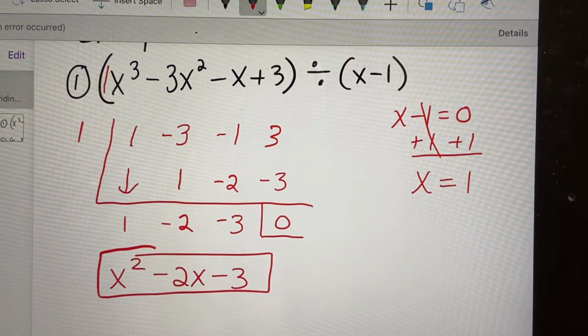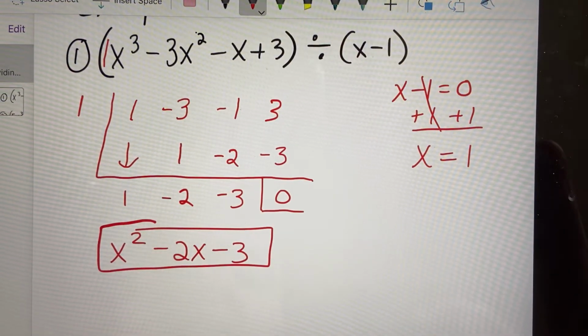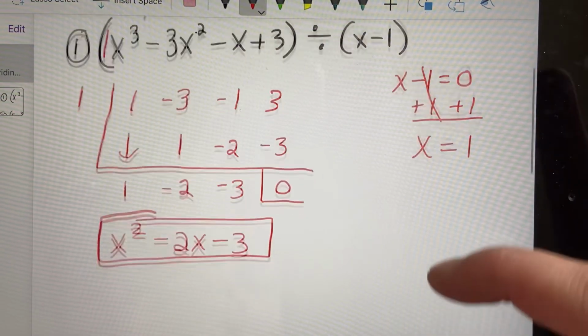Isn't that so much easier than doing the polynomial long division? And I think it's fun. Okay, so let's do a couple more because these go so fast.